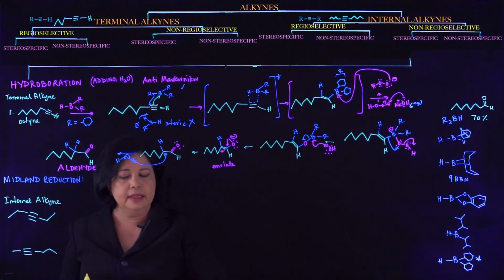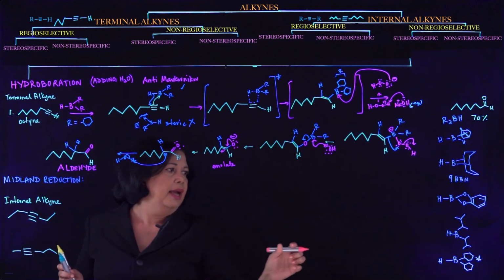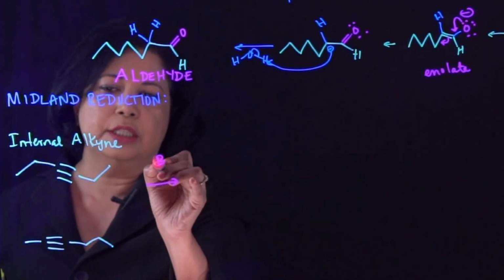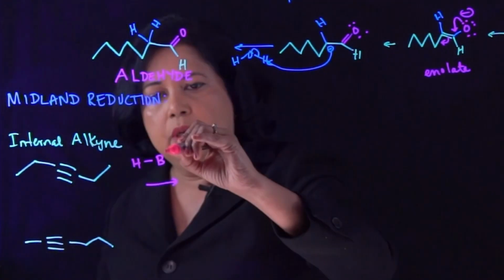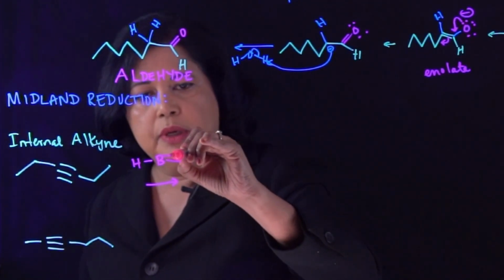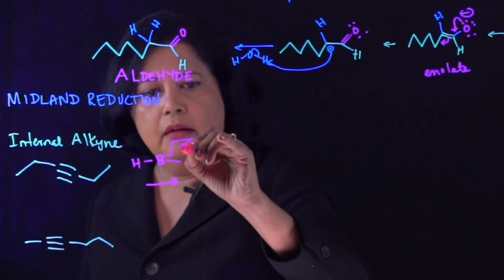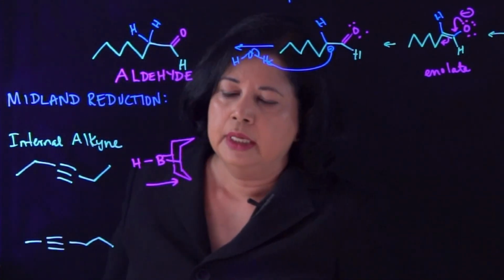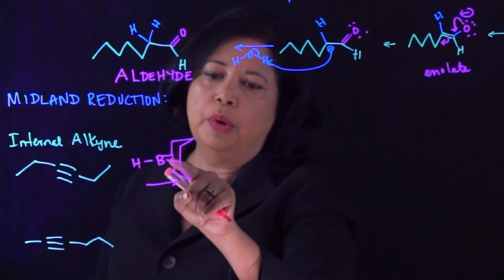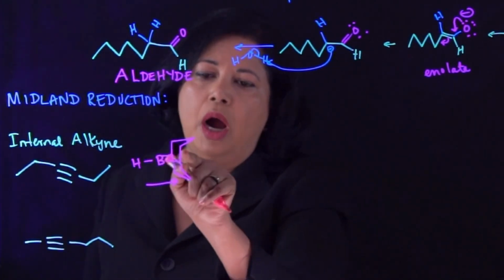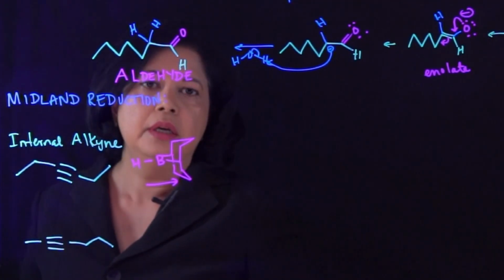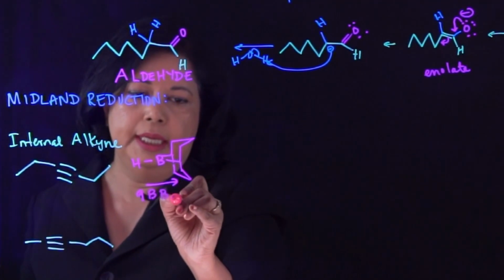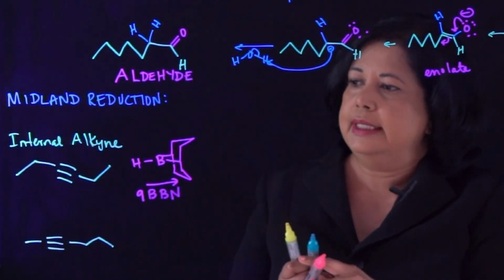You do the same thing, and I'm not going to redraw the whole thing. And I'm just going to use 9-BBN this time. A lot of your textbooks probably have 9-BBN, which is, well, it's got 2 bonds here and a cyclooctane. So this is 9-borabicyclo[3.3.1]nonane. That's where the name comes from, 9-BBN. Well, the same thing's going to happen.